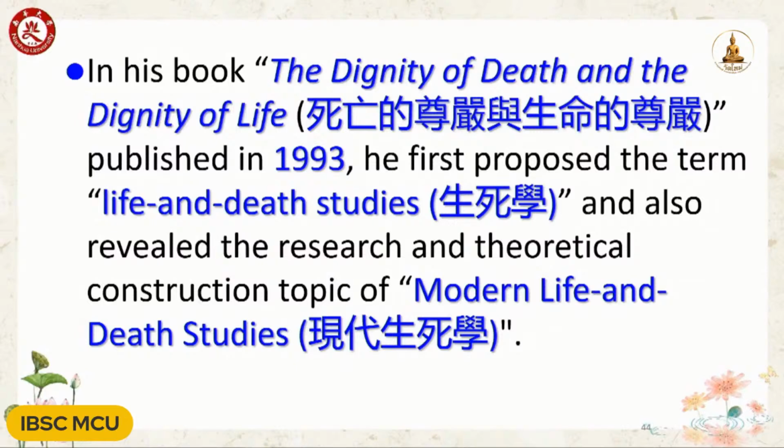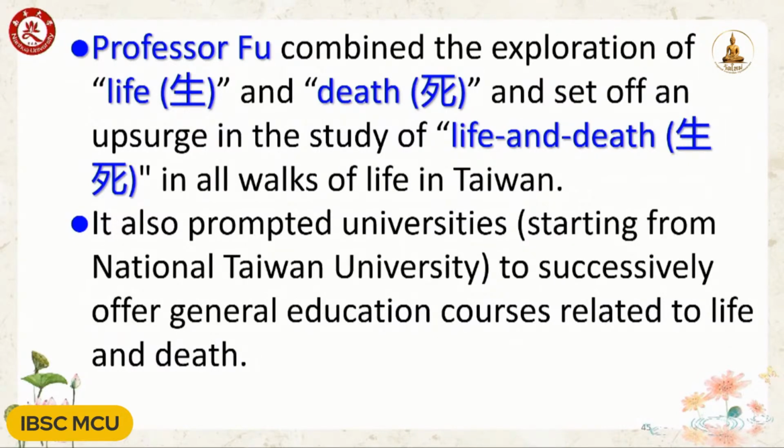In 1993, he wrote a book, The Dignity of Death and the Dignity of Life, published in Taiwan. So he first proposed the term life and death study, 生死学. And he went one step ahead, putting "modern" in front of it: the modern life and death study. It revealed the research and the theoretical construction of the topic. So Professor Fu combined the exploration of life and death and set off an upsurge in the study of life and death in all walks of life in Taiwan.